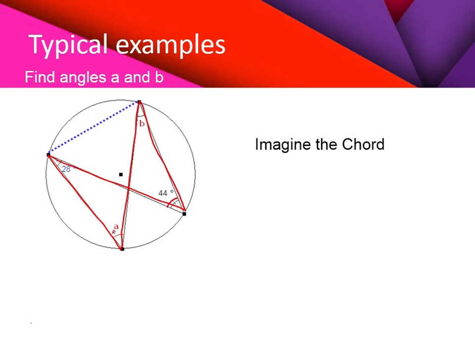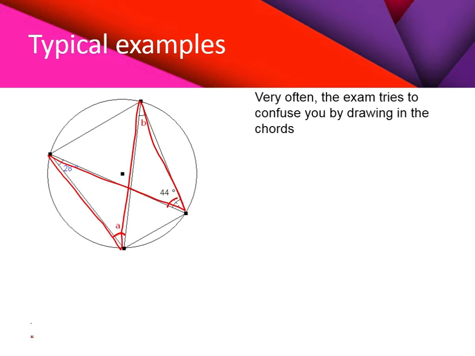So these two angles are also equal. So A is equal to 44. Now here we have another one.